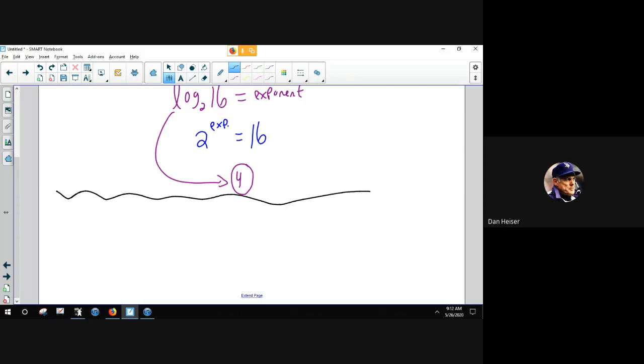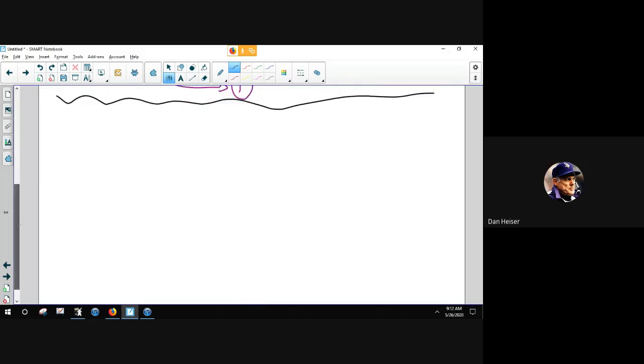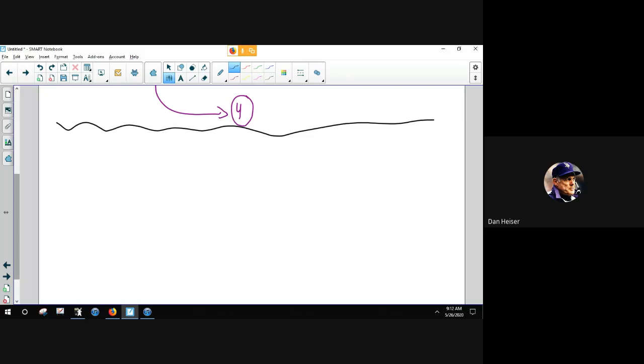Let's do one a little less numerical. Something like this. Let's do this one. Log A to log B minus 3 log C.